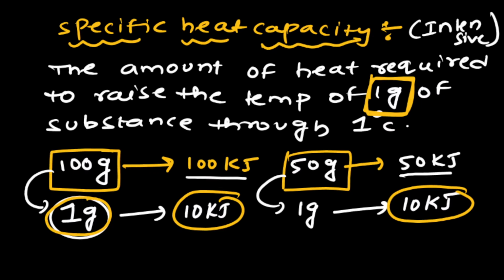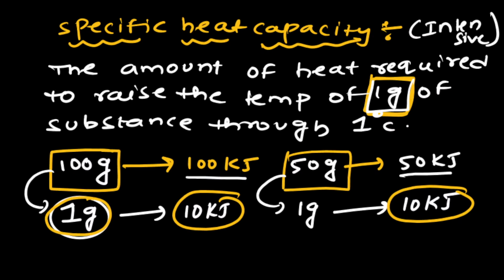I hope it is clear. The amount of heat required to raise the temperature of 1 gram of the substance through 1 degree. 1 gram is fixed, right? He is asking you to raise the temperature for 1 gram of the substance only, not 100 gram, 20 gram or 1000 gram. Only for 1 gram. For any substance, if you take 1 gram, that heat is fixed.